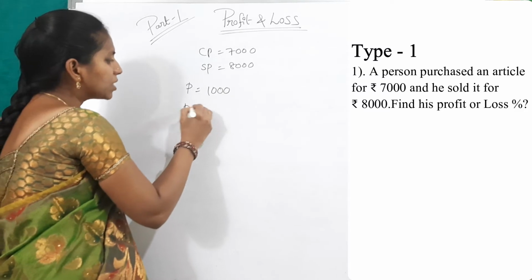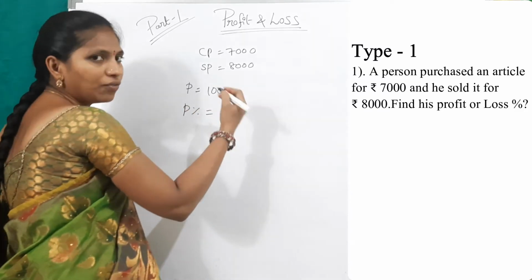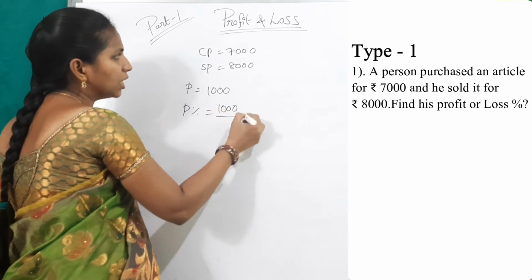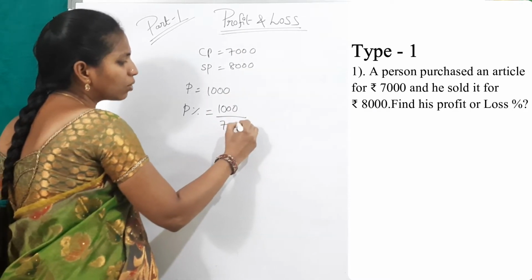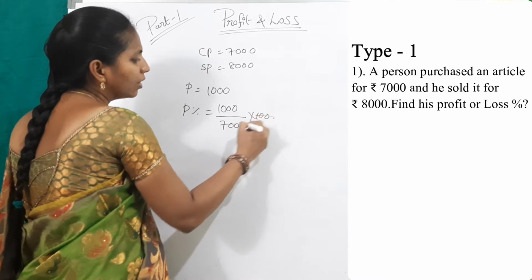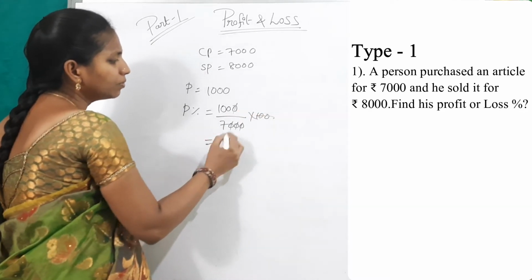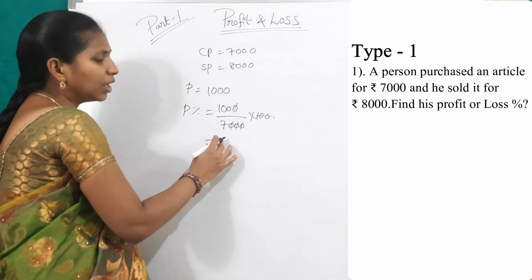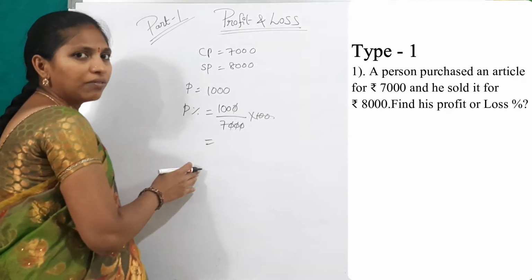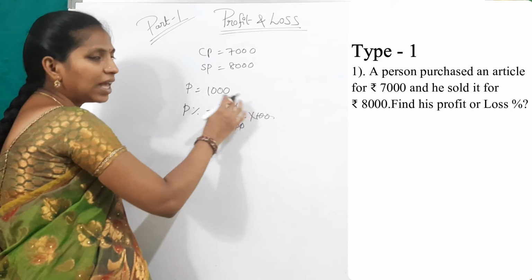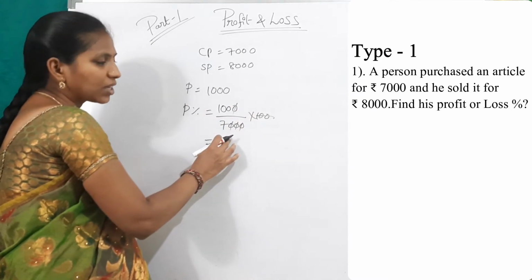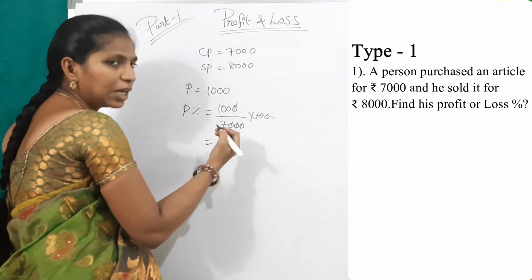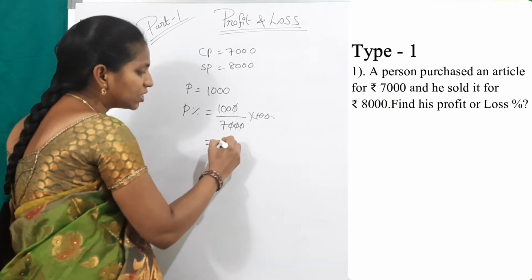Here profit percentage equals profit by cost price into 100. Profit is 1,000 and cost price is 7,000, into 100. Then what is the result? 1 by 7 into 100. If you know the percentages concept well, then you can easily answer this type of fraction. 1 by 7 into 100 means in percentages, what is the percentage?